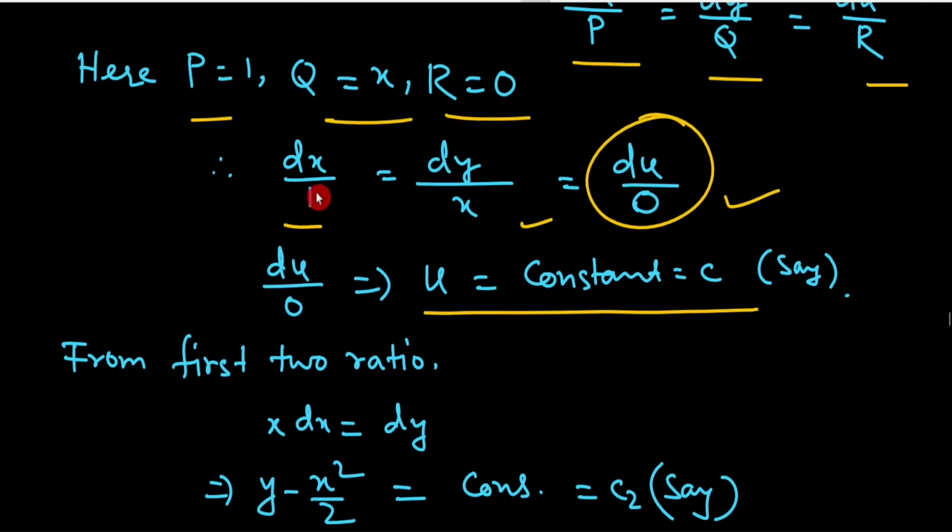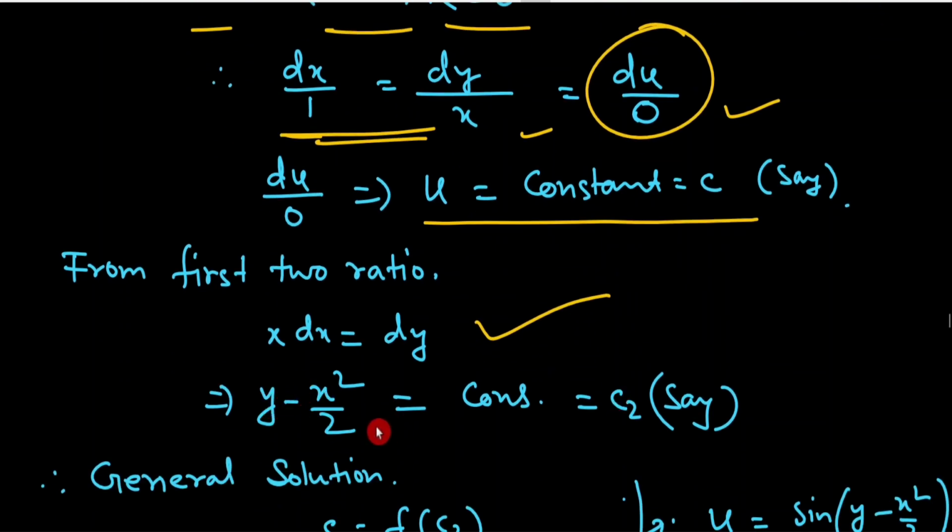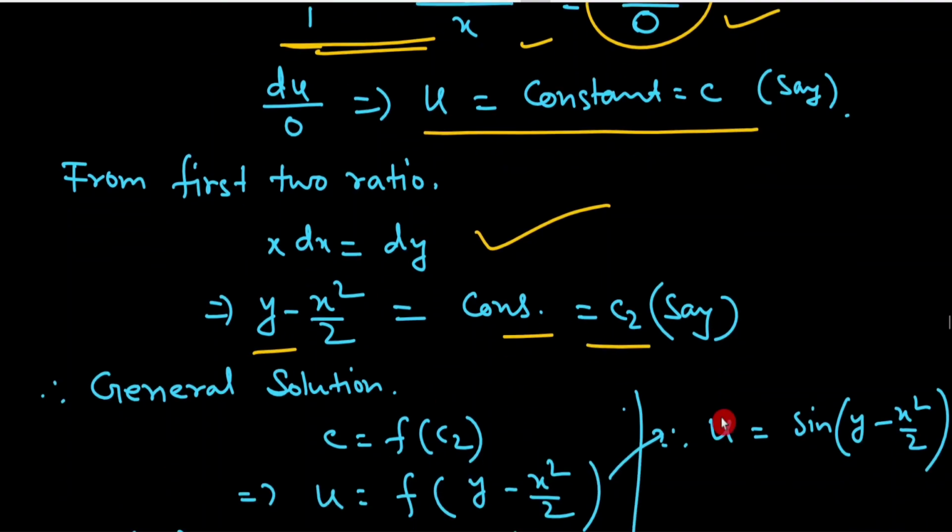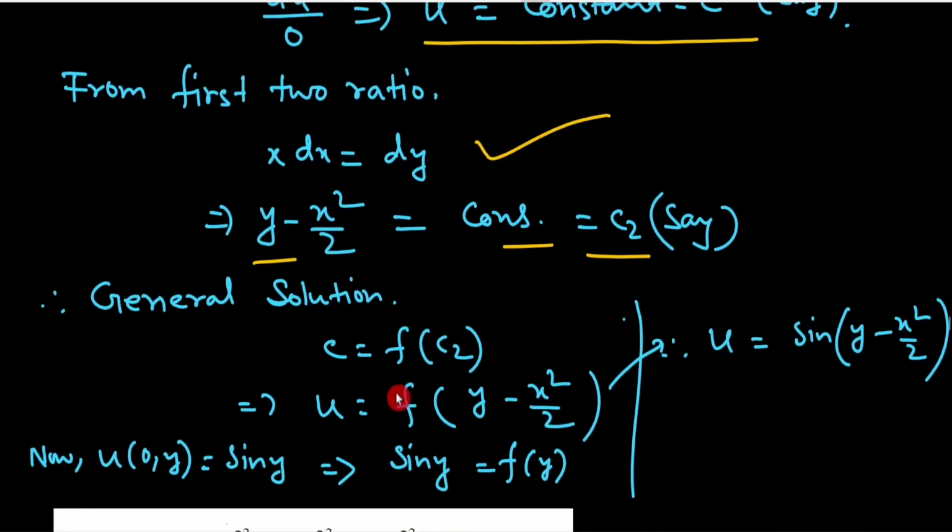And from the first two ratios we get dx by 1 equal to dy by x, that means dy equal to x dx, and if we integrate this, then we have y minus x square by 2 equal to constant, we take this constant as c2. And the general solution for the Lagrange equation is of the form c equal to f of c2, and also we can take c2 equal to f of c for the answer. So u equal to f of y minus x square by 2.